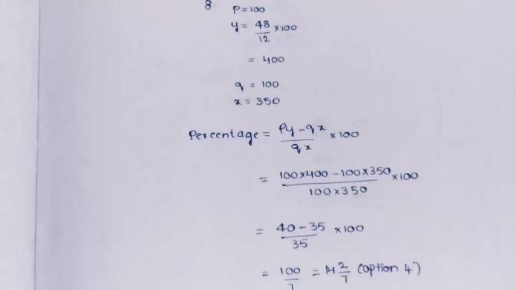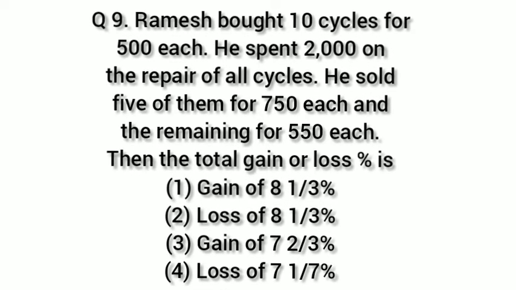Now the ninth question: Ramesh bought 10 cycles for 500 each. He spent 2000 on repair of all the cycles. He sold 5 of them for 750 each and the remaining for 550 each. Then the total gain or loss percentage. So here Ramesh has bought 10 cycles at 500 each, and he spent an extra 2000 to repair all 10 cycles, and he sold 5 of them for 750 and the other 5 for 550. Now we have to find out the gain or loss percentage.